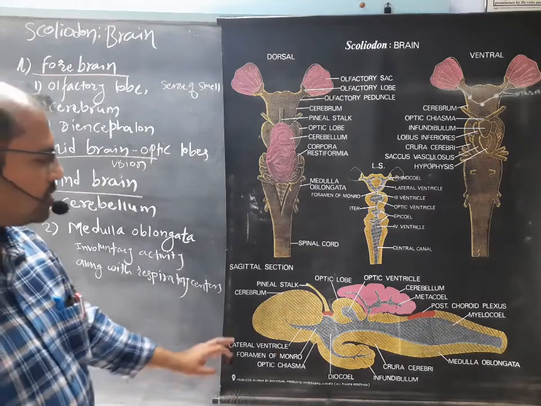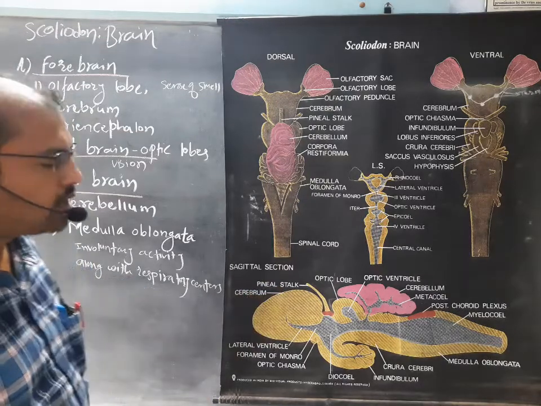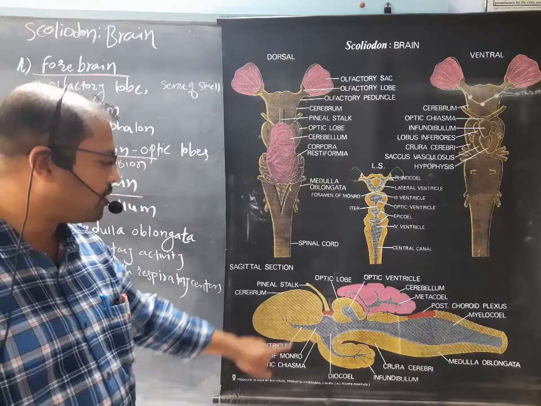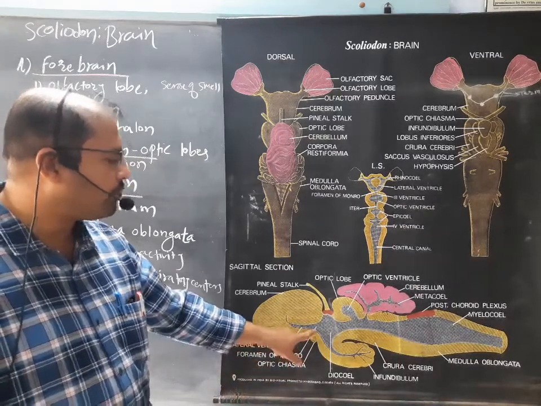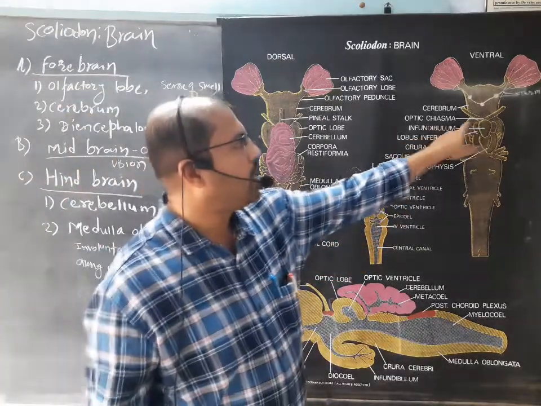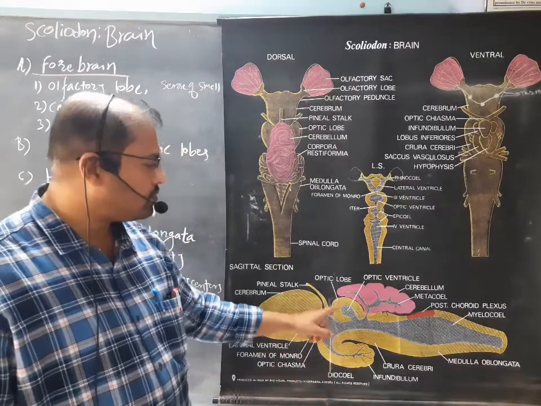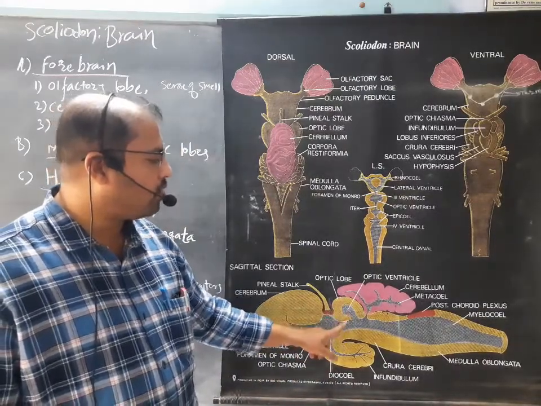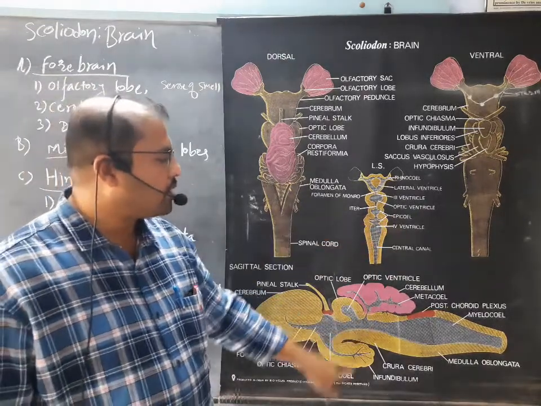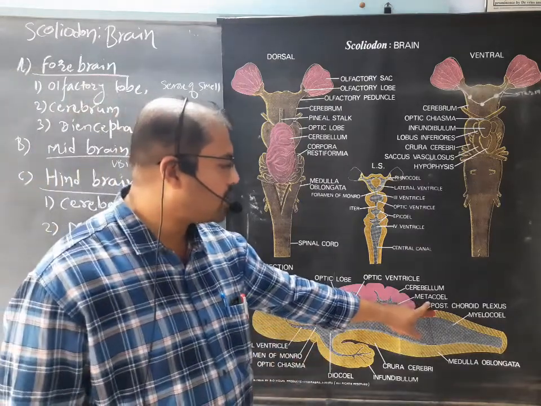In this sagittal section, the lateral ventricles are visible here. Then the foramen of Monro, then the optic chiasma is present here. This is actually the optic chiasma. Then the diocoele, then the optic lobes with the optic ventricle, then the cavities of the cerebellum, that is the metacoele.